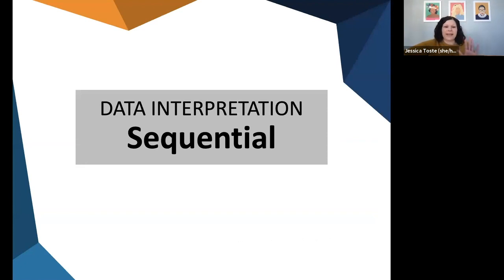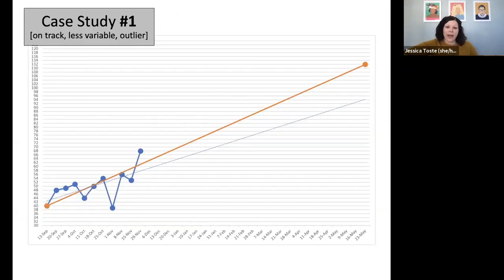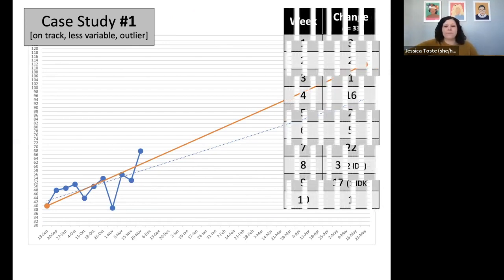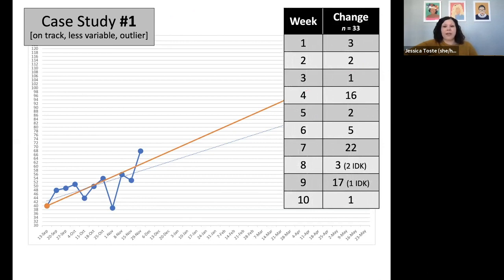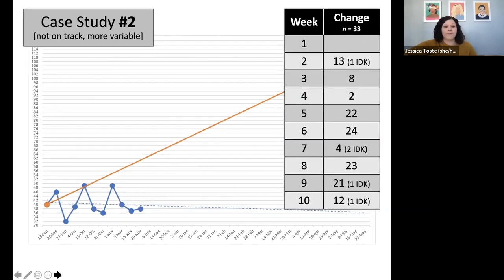So I'll summarize this so that you see how participants responded across each of the cases. So the sequential data that participants saw, this was case 1 that I just walked through. And the data here, as you may remember, as the student was on track to meet their goal, the data were less variable, and there was that outlier data point. And so the summary here was that participants, at least 1 participant said they would make an adjustment at every data point. At this outlying data point, which was week 7, you see we had the largest number, 22 participants of 33 said they would make an adjustment at that point.